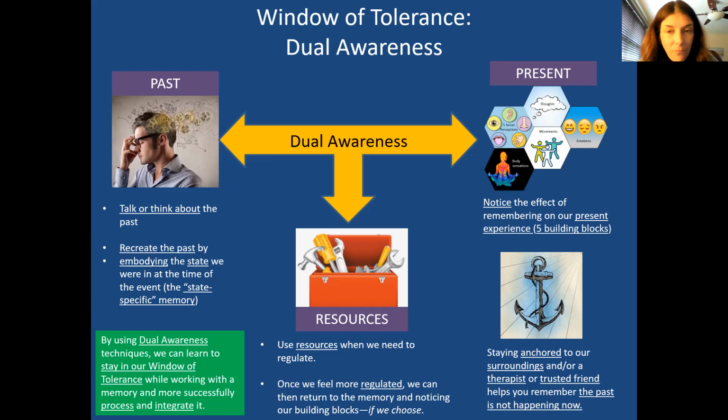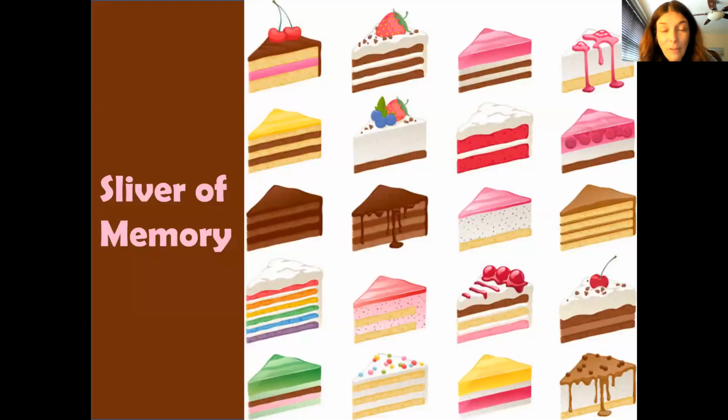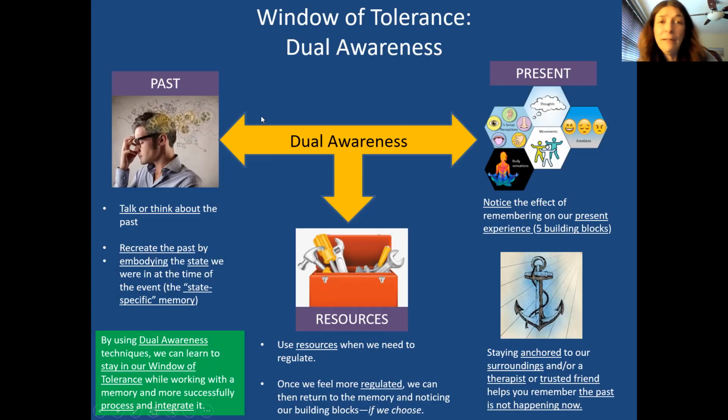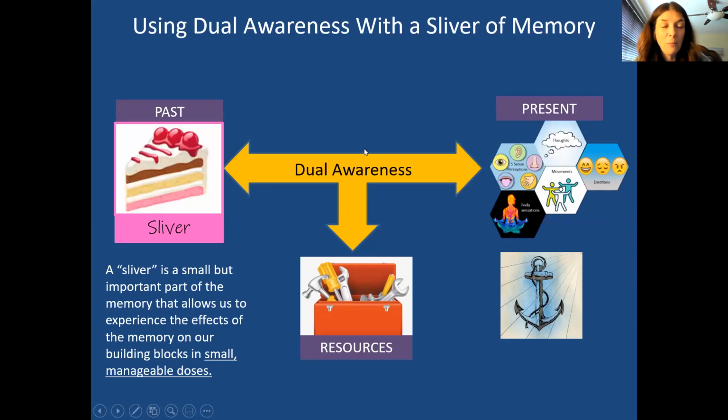Okay. All right. So next, we tweak that process a little bit by talking about the sliver of memory. Here we just talked about the memory in general, like, think about the memory. Here we're being a little more specific and we're saying that instead of trying to come up with a story about the whole memory, or really coming up with the whole big thing, which might be overwhelming, we just want to bring up a little piece of it, a little sliver of it.